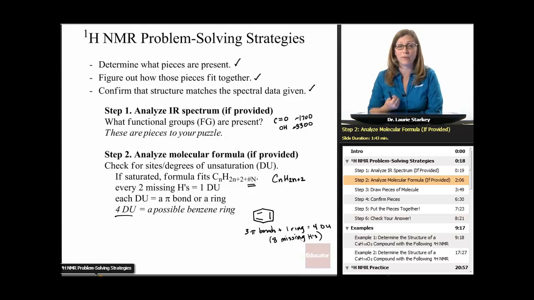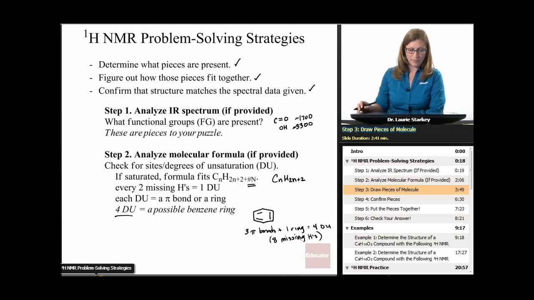If we do not have 4 degrees of unsaturation, if we have fewer than that, it's impossible to have a benzene ring in our structure. So really, the molecular formula is telling us something very significant about our structure.